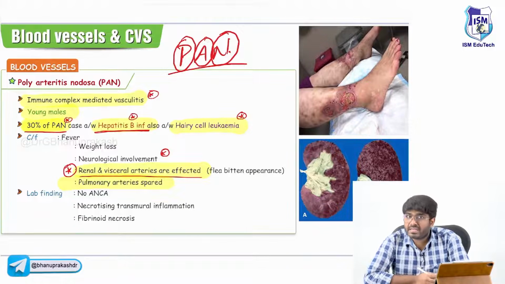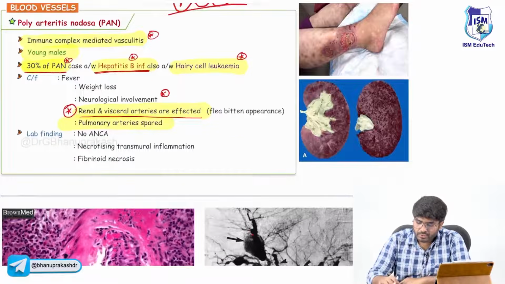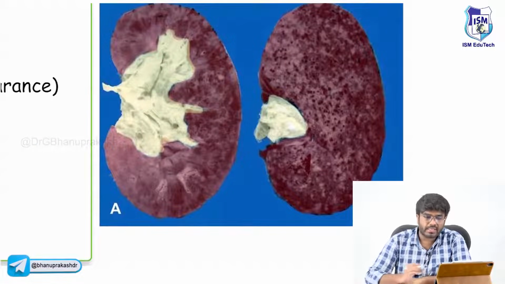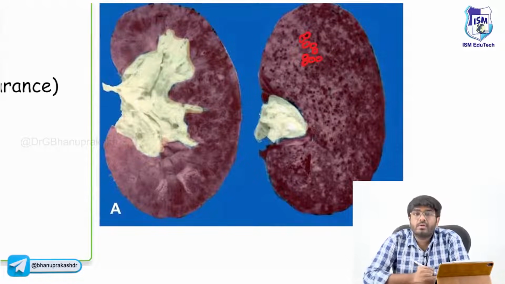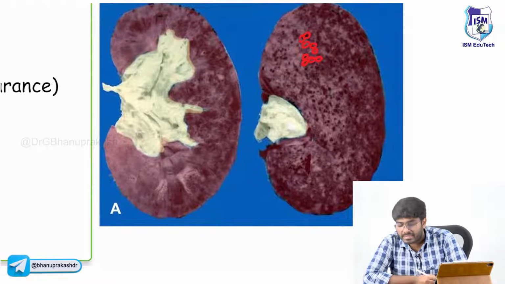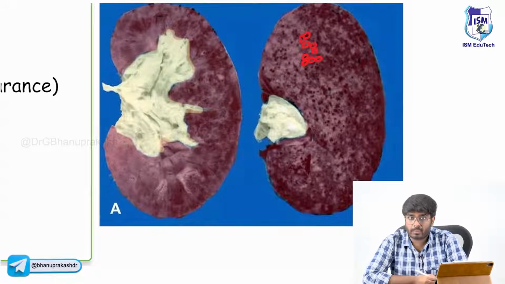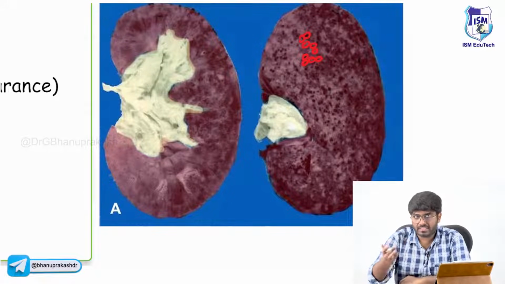In this condition, polyarteritis nodosa, if you look at the kidneys, look at how they appear. Are you able to appreciate the small petechial hemorrhages? These are nothing but the flea-bitten appearance. So flea-bitten appearance is seen in which type of vasculitis? Polyarteritis nodosa. It is also seen in other vasculitis, like Henoch-Schönlein purpura, but later we will discuss that in the next slide.